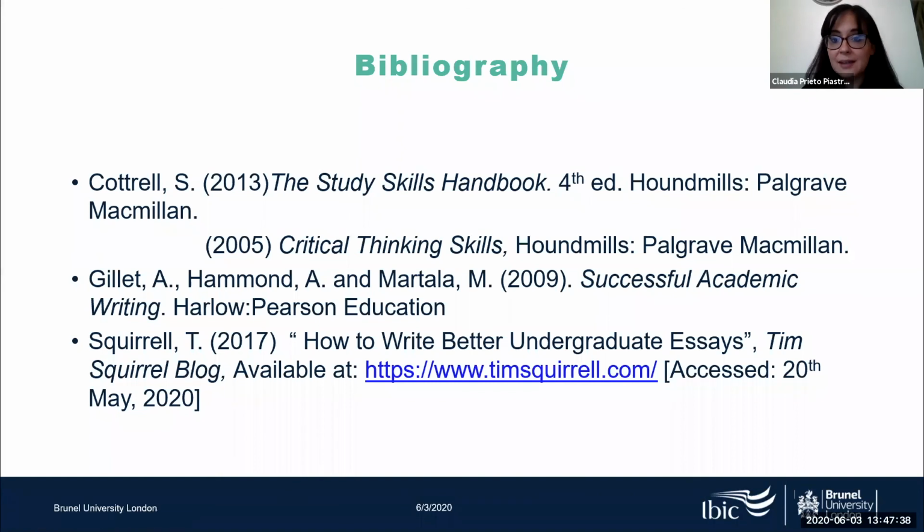And then these two books that are classical, okay? They are the classic handbooks for writing. They are going to help you not only with your writing, but with your study skills. Stella Cottrell's The Study Skills Handbook. If you're worried about arguments, Critical Thinking Skills is the one to go for. And then Successful Academic Writing is only about writing, but it's a really good introduction and it has a lot of activities.